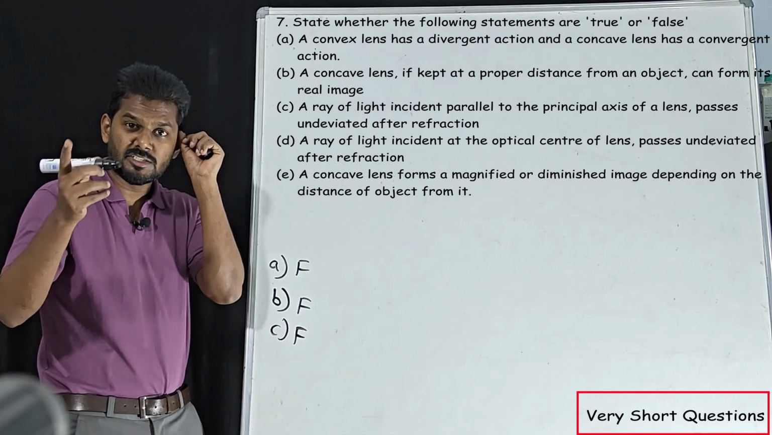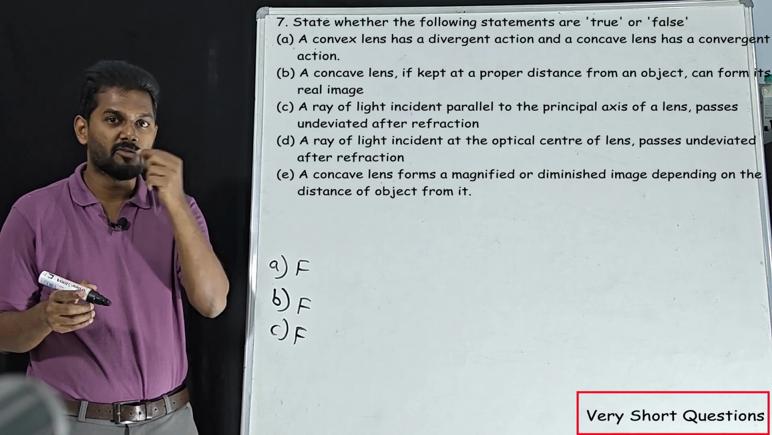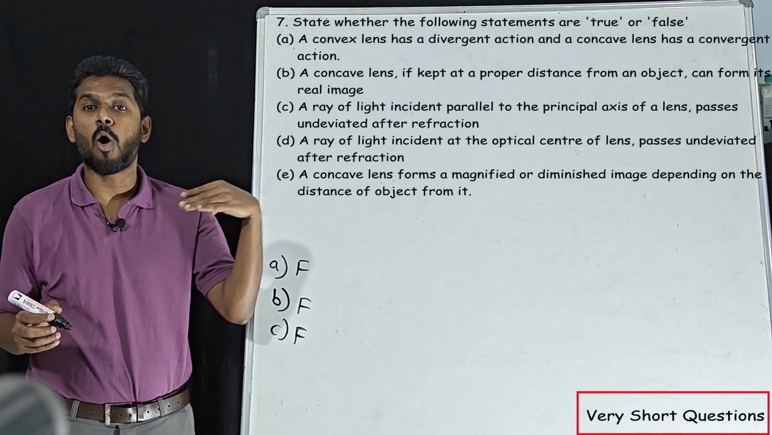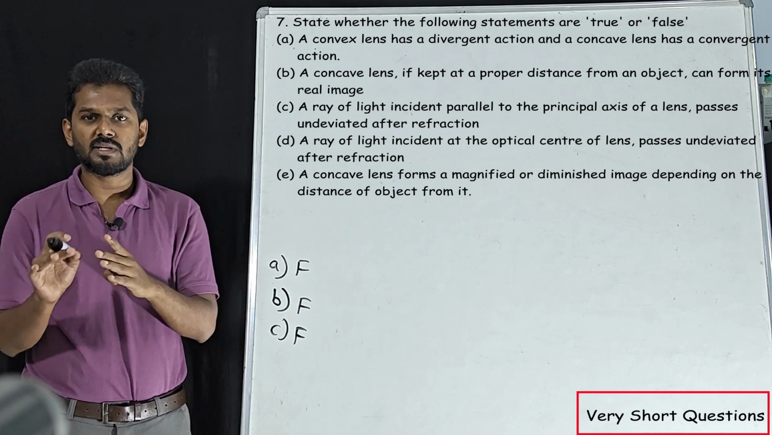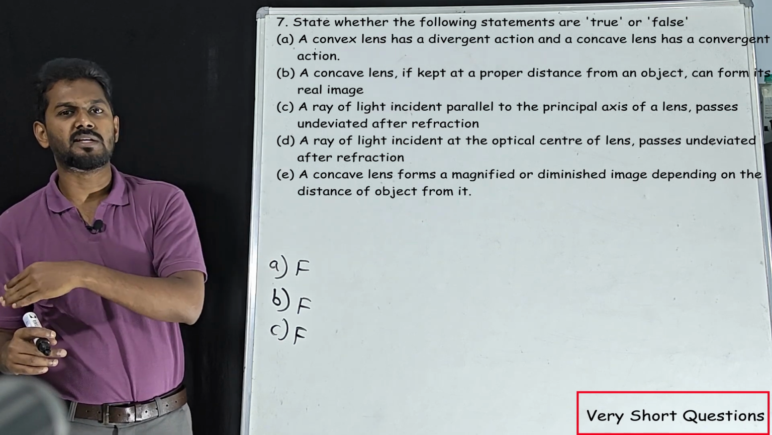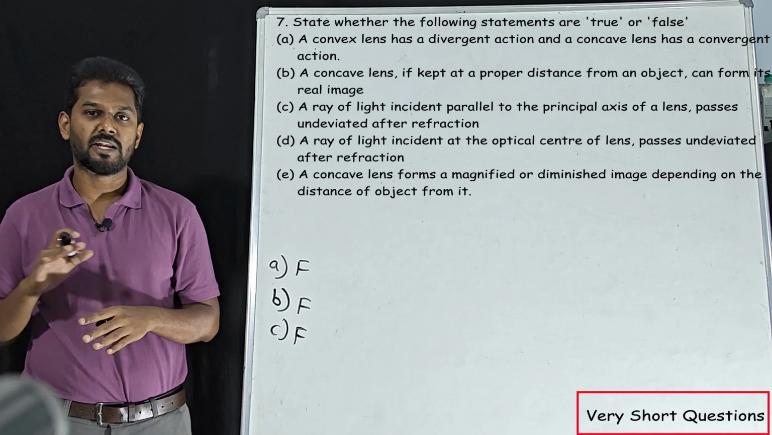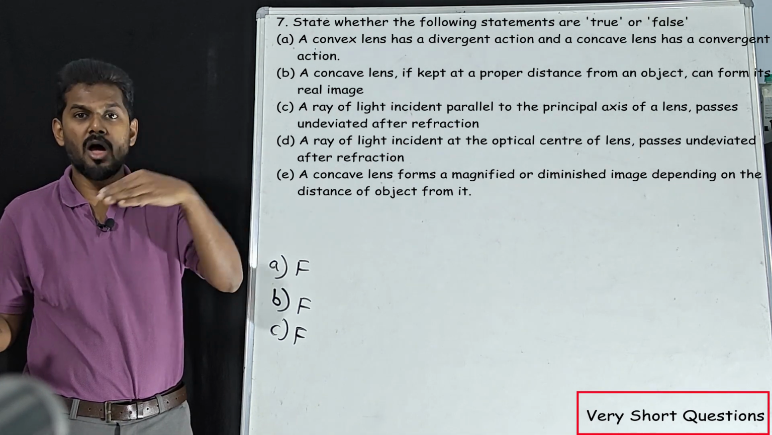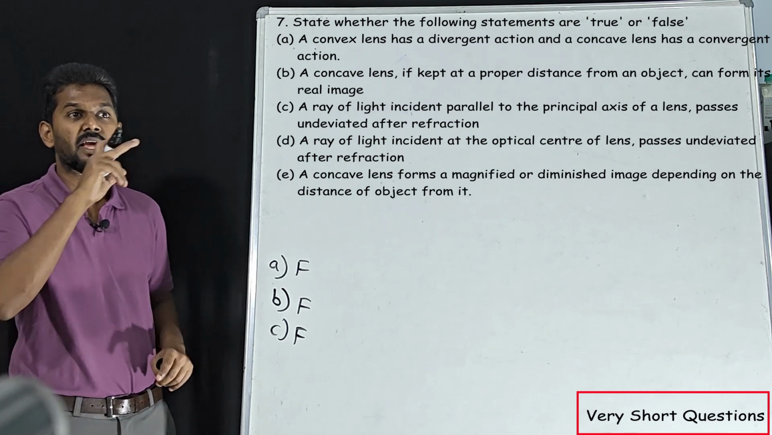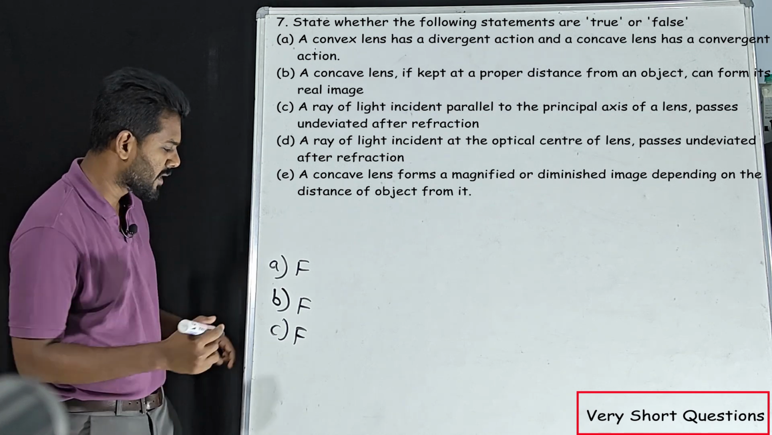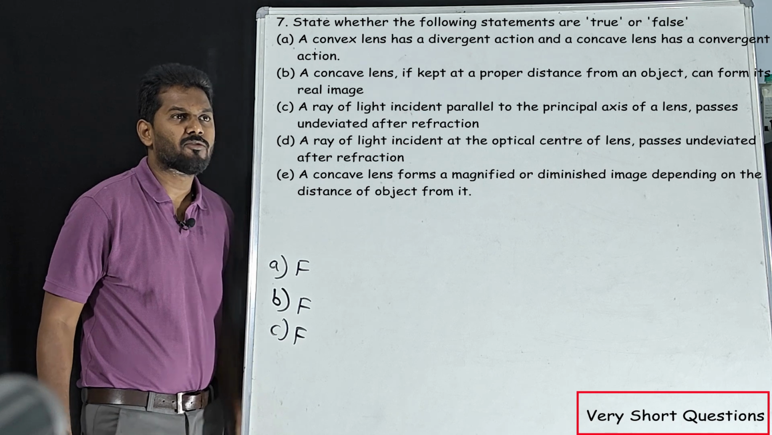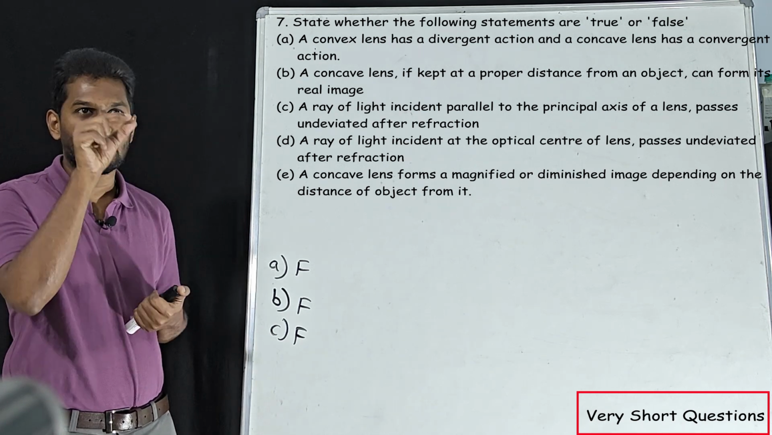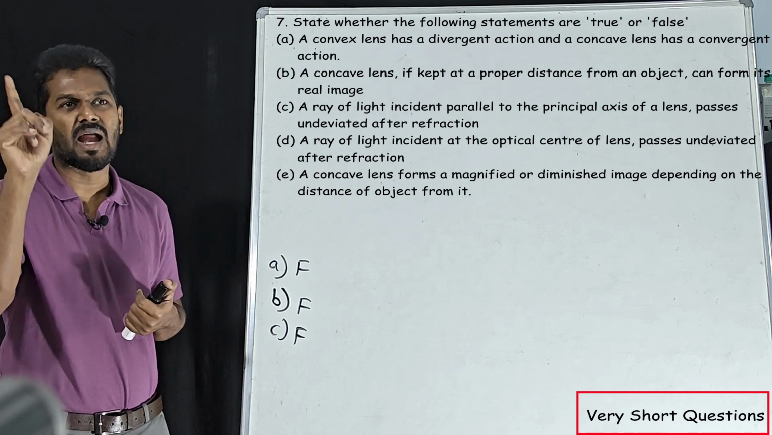At what point will it go undeviated? Only when the rays are passing through the optic center. In both the lenses, if the rays are passing through the optic center, they will go undeviated. But here it is not going through the optic center. It is clearly mentioned it is parallel rays. Next, a ray of light incident at the optical center of a lens, that is nothing but the optic center, passes undeviated.